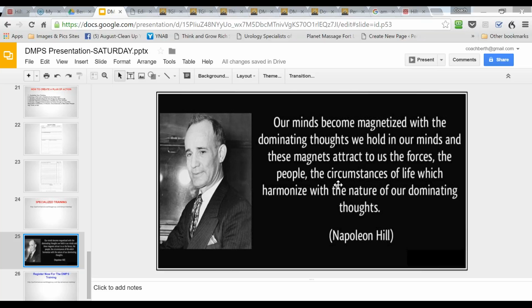And these magnets attract us to the forces, the people, the circumstances of life, which harmonize with the nature of our dominating thoughts. What does that mean? That whatever we constantly keep in our mind, we will attract it. We will attract the people if we need the people, the money if we need the money, the ideas if we need the ideas.